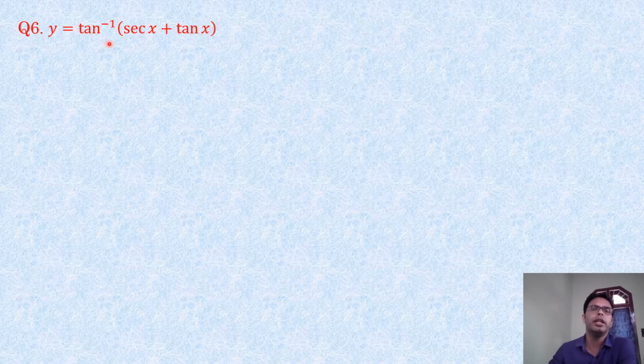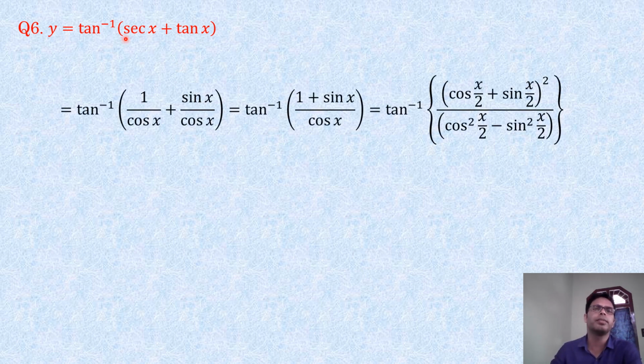Then you take the next question. y is equal to tan inverse of (sec x plus tan x). Do not use the direct formula here. Again some calculations are there, and after doing the calculations you find the derivative. Okay, so tan inverse of this is 1 by cos x plus sin x by cos x. Very simple. By taking LCM, (1 plus sin x) by cos x. Tan inverse, 1 plus sin x is nothing but (cos x by 2 plus sin x by 2) whole square. Why is it equal to this? You see here.